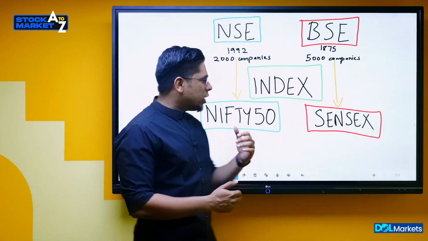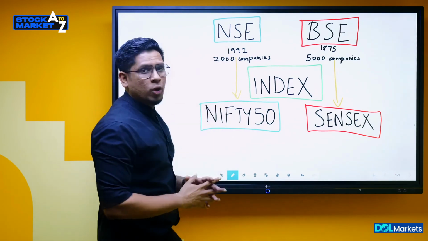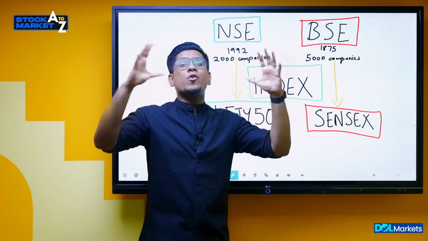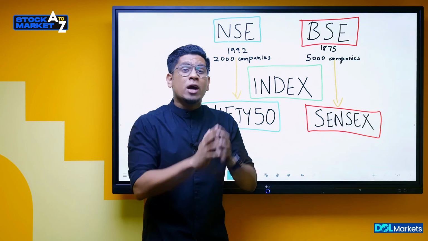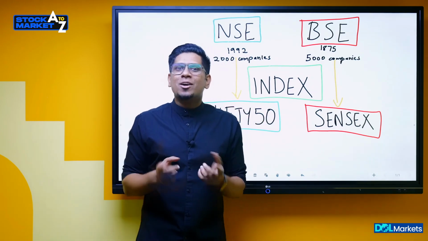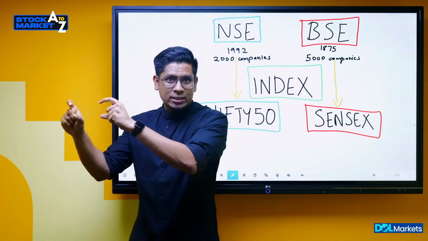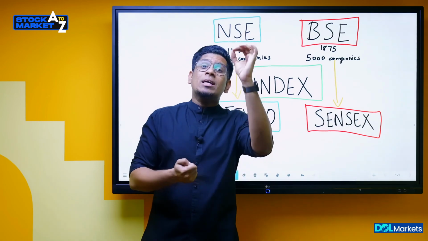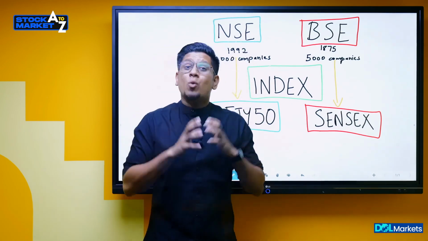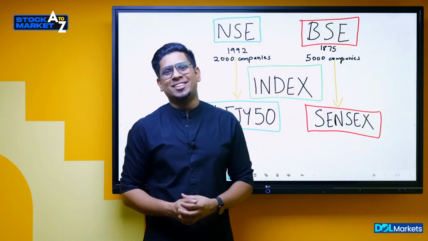Now, if you just look into a single number, that number might say that stock market is doing well. But what if, when the overall stock market is doing well, the pharma sector is not doing well? How will we know that? Do you understand where I'm going? So we also need single numbers which will indicate how individual sectors are doing, which means that we need sectoral indices, and we do have sectoral indices in the stock market.